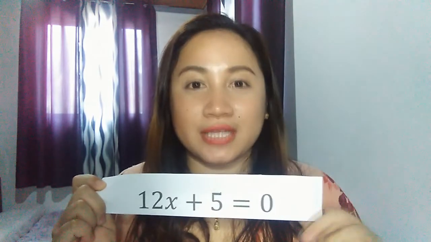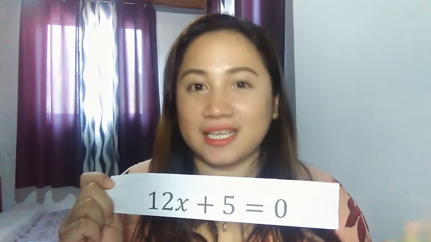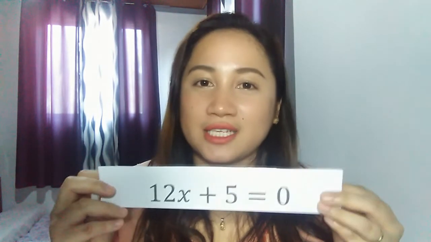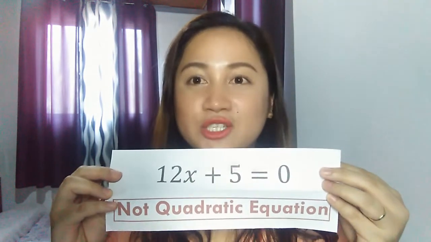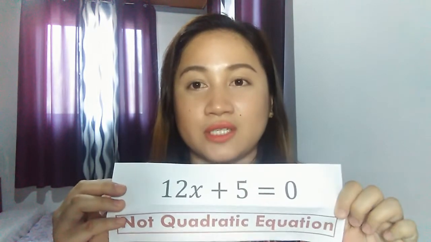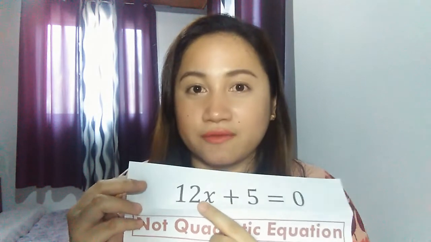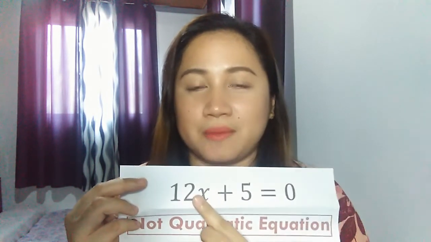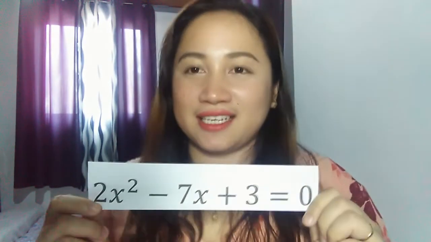So if you need more time, you can pause this video and play it again once you already have your answer. So the answer for this is, it is not a quadratic equation. It is just linear. Kasi the degree of this equation is only 1. Now, if you're going to look at the variable, the power of this variable is only 1, or the highest power is 1. So, linear siya. Now, this is our second example.